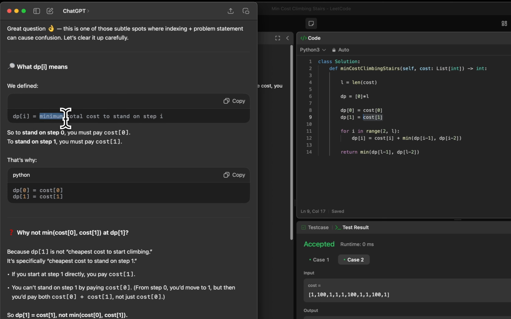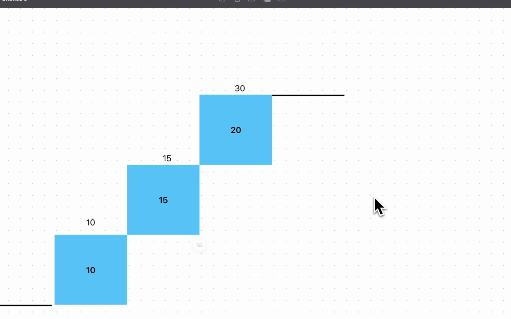Okay, this is the minimum total cost to stand at I. Correct. So in order to stand at I need to give the 15. Then in order to stand at this one, what's the minimum of these? 10 would be 30. Okay, 30. Now the minimum of these two is the answer.